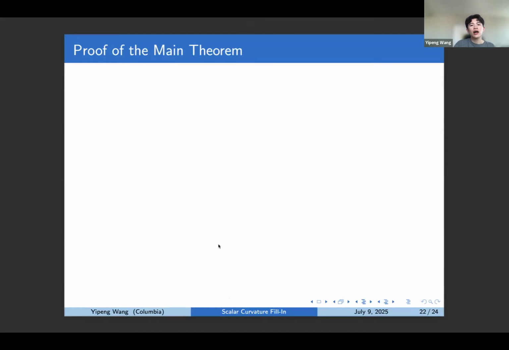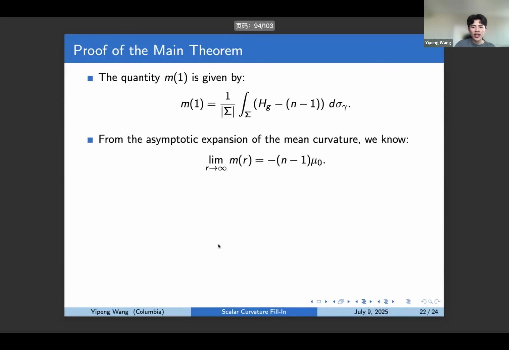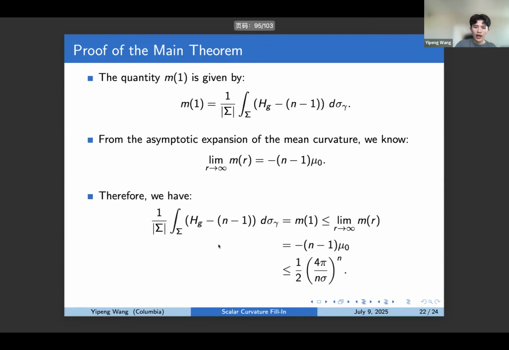Okay, then what you can do is you just evaluate the quantity m of one, which is given by the integral of h minus n minus one. This is something you want to control. Then you evaluate the quantity at infinity, which, if you recall the expansion of the mean curvature at infinity, actually converges to this constant mu zero. And then by combining with this monotonicity, that tells you that you have this integral mean curvature estimate.